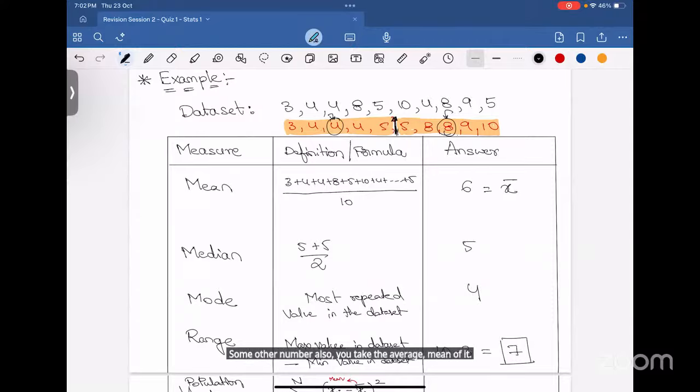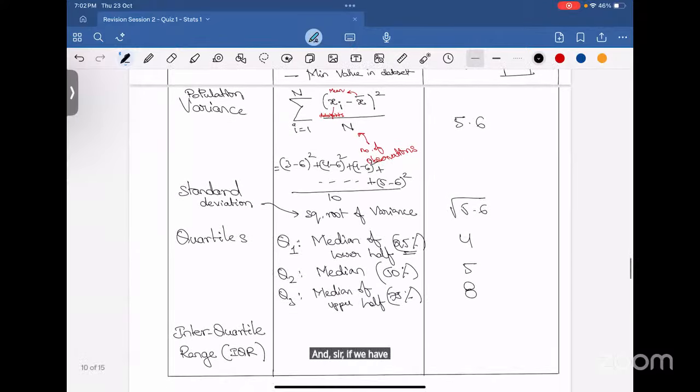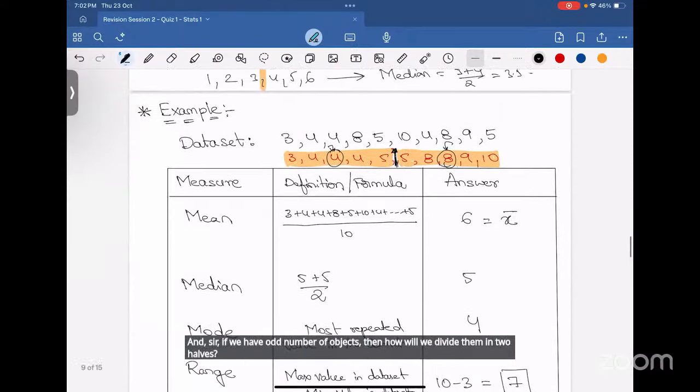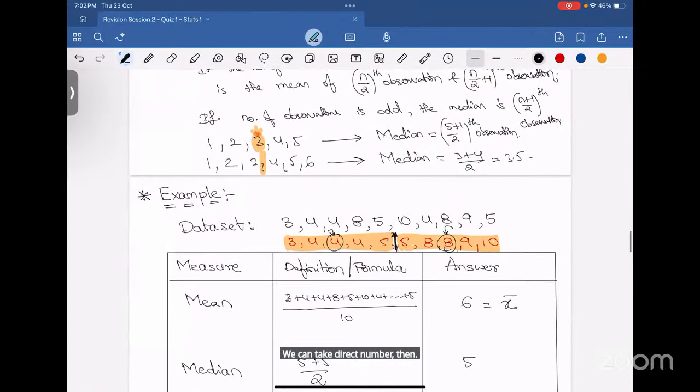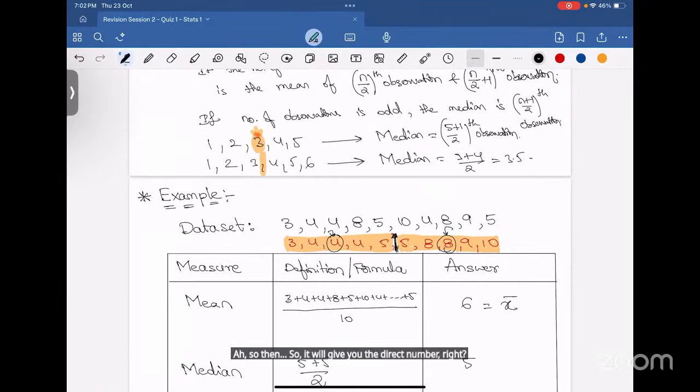Okay. And sir, if we have an odd number of objects, then how will we divide them into two halves? How will we compute Q1 and Q3? Okay. So if it is 1, 2, 3, 4, 5, then Q2 will be 3, Q1 will be the mean of 1 and 2, and Q3 will be the mean of 4 and 5. Is that correct? 4 and 5, yeah. It should be like that only, right?